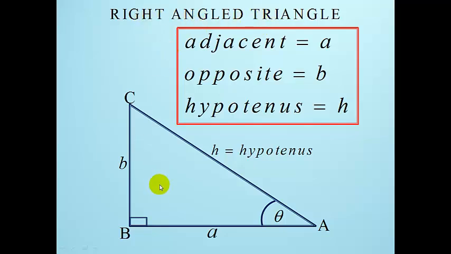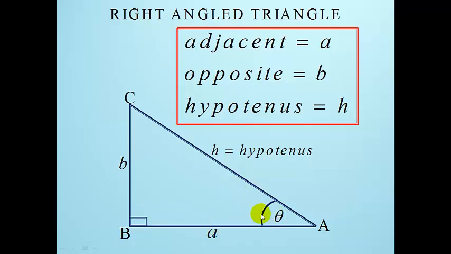Considering the right-angled triangle below, theta is an acute angle. An acute angle is an angle greater than 0 degrees but less than 90 degrees. Now this right-angled triangle has three sides. When we consider the acute angle theta, the side BC is opposite to the angle theta. The side that is opposite to the 90 degrees angle is the longest side, and that is called the hypotenuse. And the third side, AB or BA, is the adjacent to the angle theta.